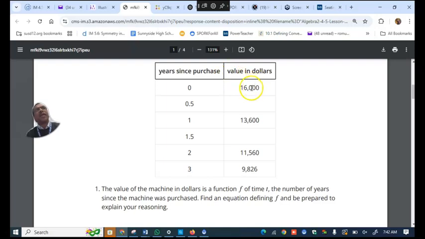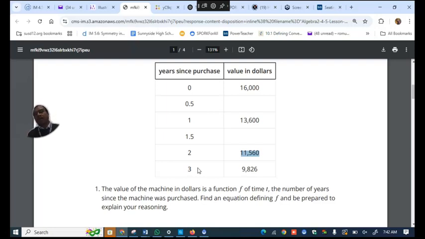In the beginning, it was $16,000. So that's 16,000 when you bought the car, I mean machine. Then there's a blank at half a year, nothing. But they gave you after 1 year, the value of the machine is 13,600. Then again a blank, and then after 2 years, it is 11,560. Correct? So they gave us at least 0, 1, 2, and 3.